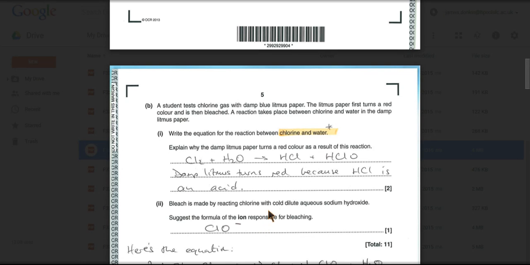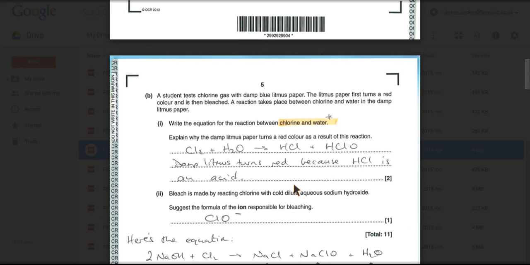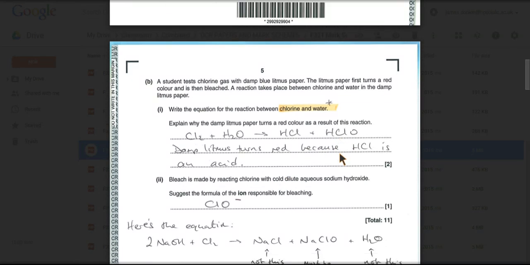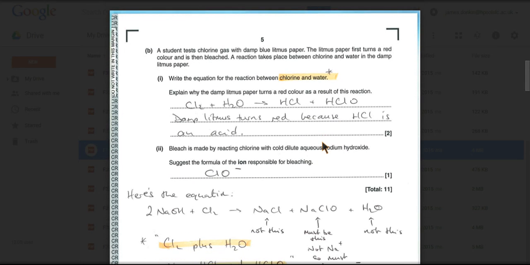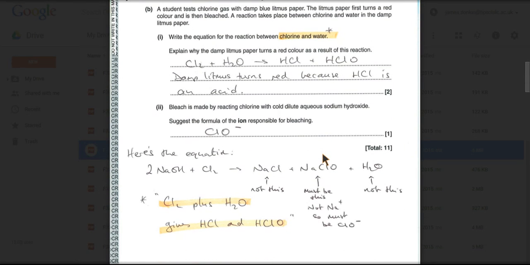Why does the damp litmus paper turn red? That's because one of these products, HCl, is an acid. This is actually an acid as well. It's called chloric(I) acid, but we've produced an acid. Bleach is made by reacting chlorine with cold dilute aqueous sodium hydroxide. There's the equation. The ion responsible for the bleaching is this ClO- ion, which is called the chlorate(I) ion.